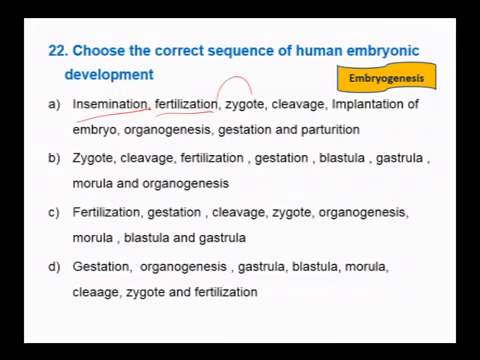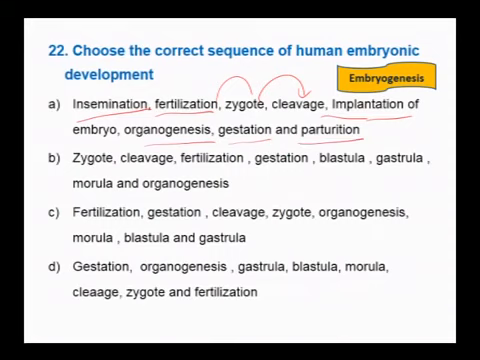Fertilization leads to zygote. Zygote undergo cleavage. That is a repeated mitotic division. It results in the formation of morula, blastula and so on. Then there is the implantation of embryo. Then organogenesis, the process of formation of organs. The complete duration required for the development of embryo is gestation period.